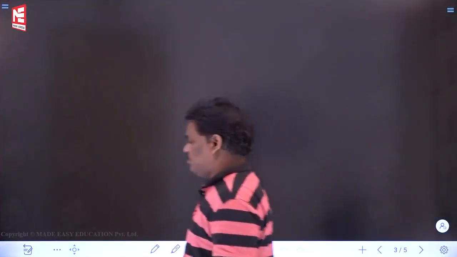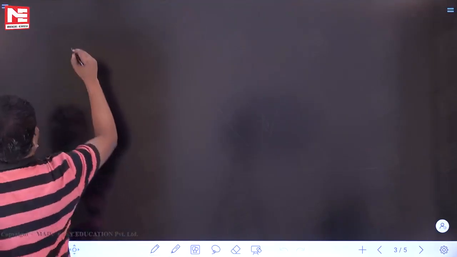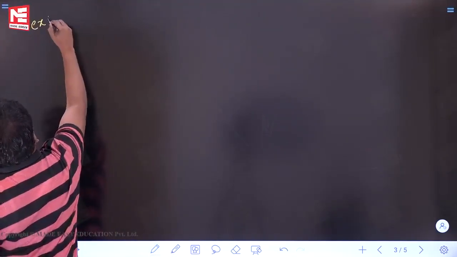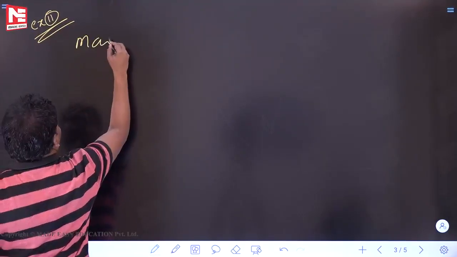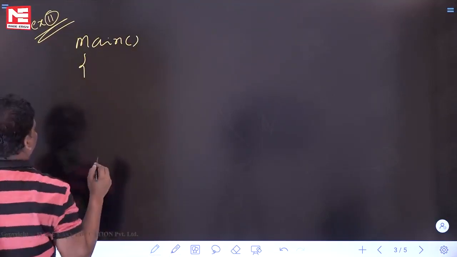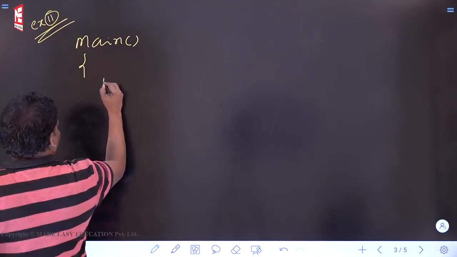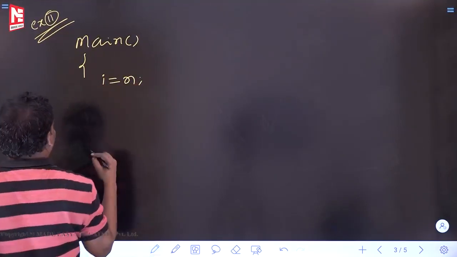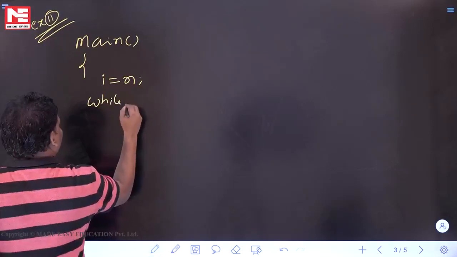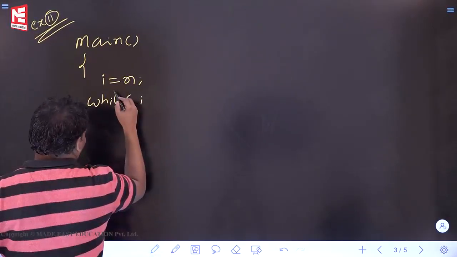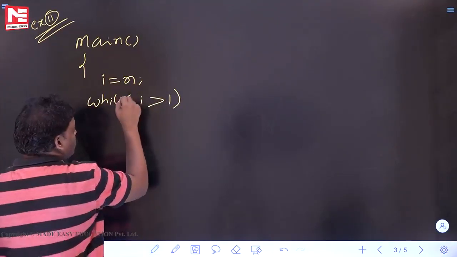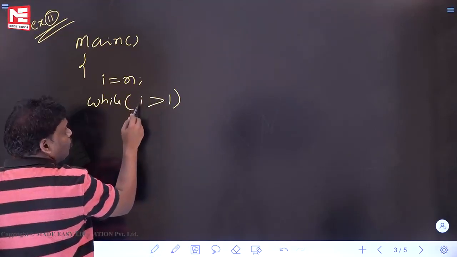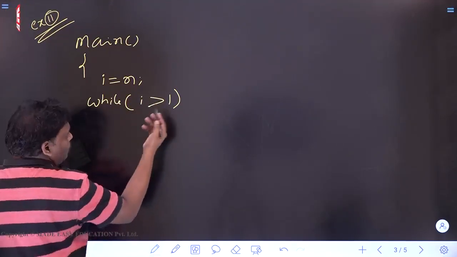See one more problem. See this problem also. I is equal to n, while I greater than 1. Please be careful, I is already bigger, I greater than 1. So I is initially n, afterwards I should keep on decreasing. If it doesn't decrease, the condition is always correct and it will go into an infinite loop.